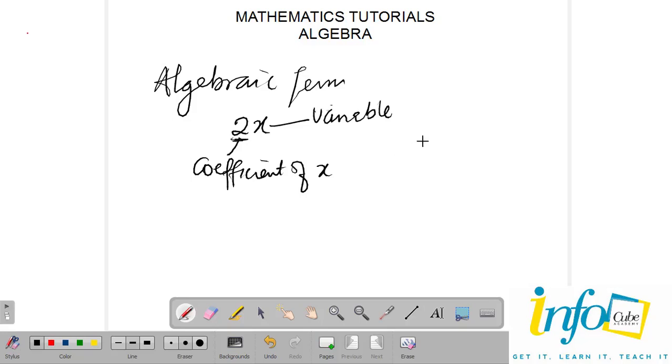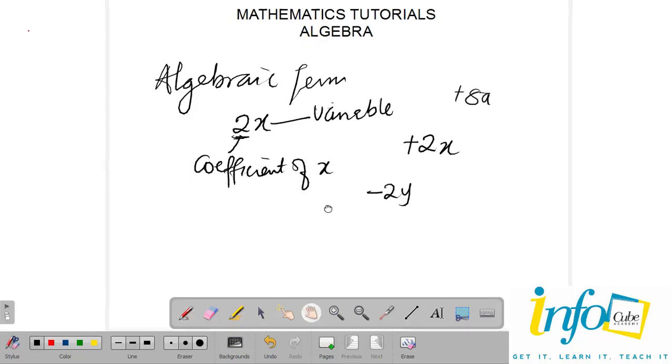Now, this algebraic term 2x has a sign in front of it. So it means that every algebraic term must have a sign in front of it. So when the sign is not written, you put a plus there. So you can have something like minus 2y. It's an algebraic term with a sign. You can have plus 8a. It's an algebraic term. It has a sign in front of it.